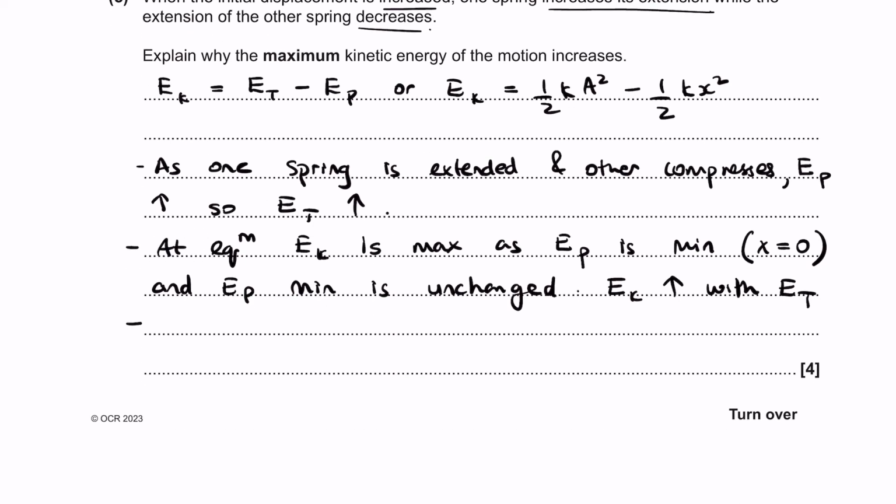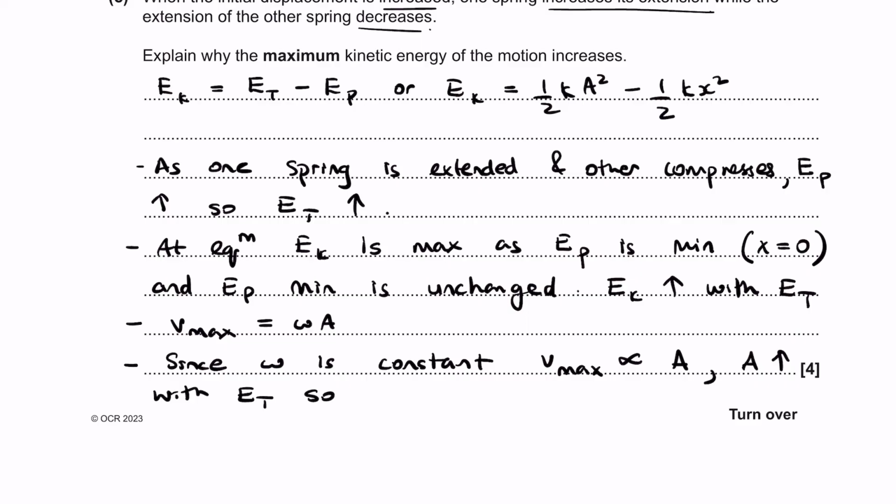And we know that Vmax is equal to omega A, and omega is constant. So Vmax is proportional to the amplitude. So if amplitude increases, Vmax increases, and therefore the maximum kinetic energy also increases. I hope that makes sense.